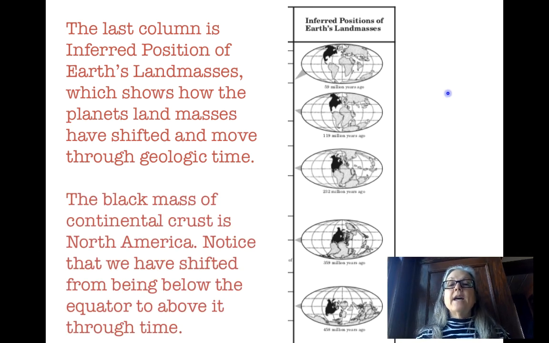The black mass here, here, here, and here, anywhere you see the black, I don't think it does say it, that is North America. So that is where North America was through time. So Canada, the US, and Mexico, where it was through geologic time. And notice that it's shifted between above and below the equator through geologic time.